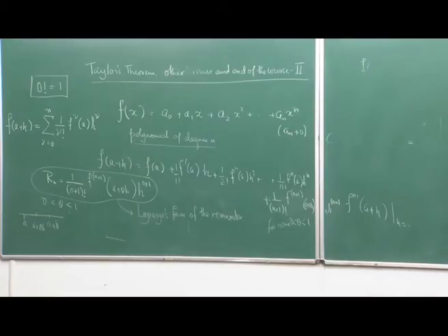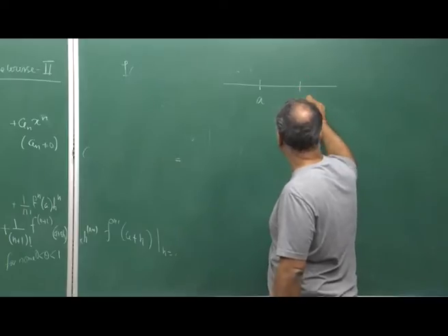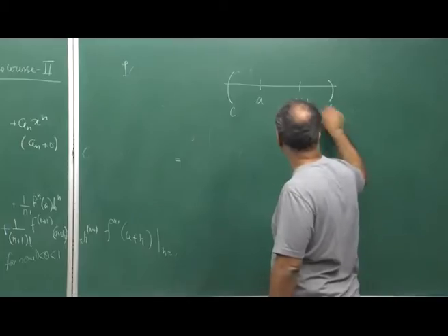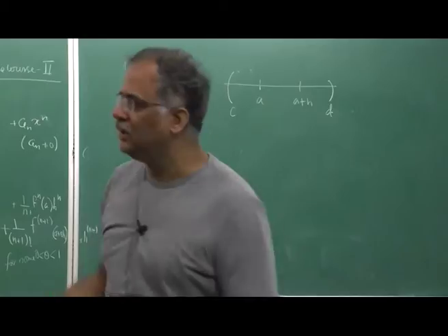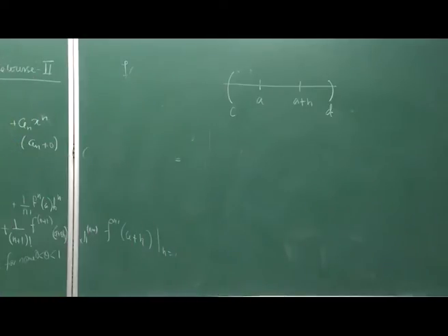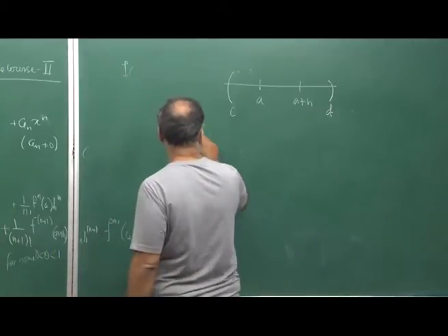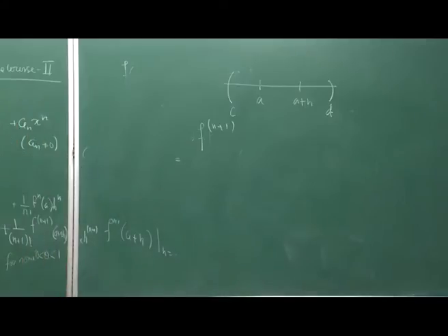Now assume all these: a and a plus h are contained in some bigger open interval, say c and d, and in that open interval all the derivatives are continuous and all those things. Now assume that f of n plus 1 is also a continuous function in that interval cd.